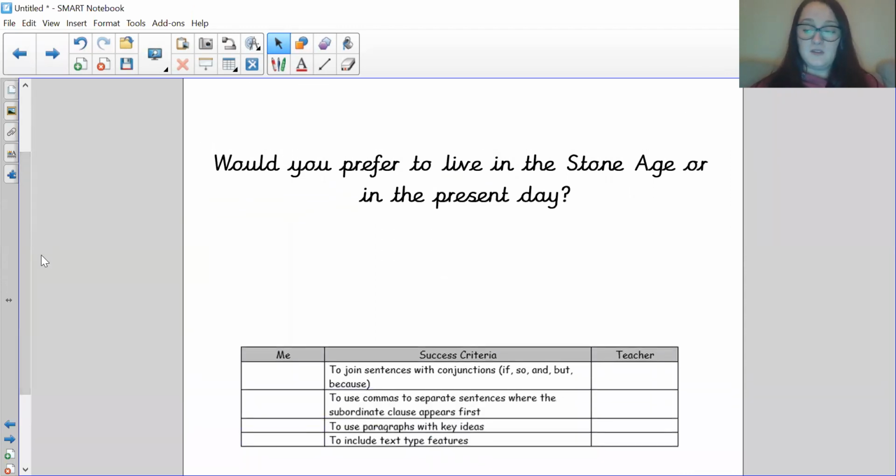So you've got the success criteria here, and the success criteria is to join sentences with conjunctions, which you have all been practicing, to use commas to separate sentences where the subordinate clause appears first. So remember that comma after either the main clause or the subordinate clause, but this one is particularly the subordinate clause. To use paragraphs, so making sure you are splitting up your ideas, and to include text type features. So those text type features are starting with, firstly, you can add however, on one hand, on the other hand. So I will put some of these on the class page for today's work that you can pick and choose from whilst writing your text, okay?